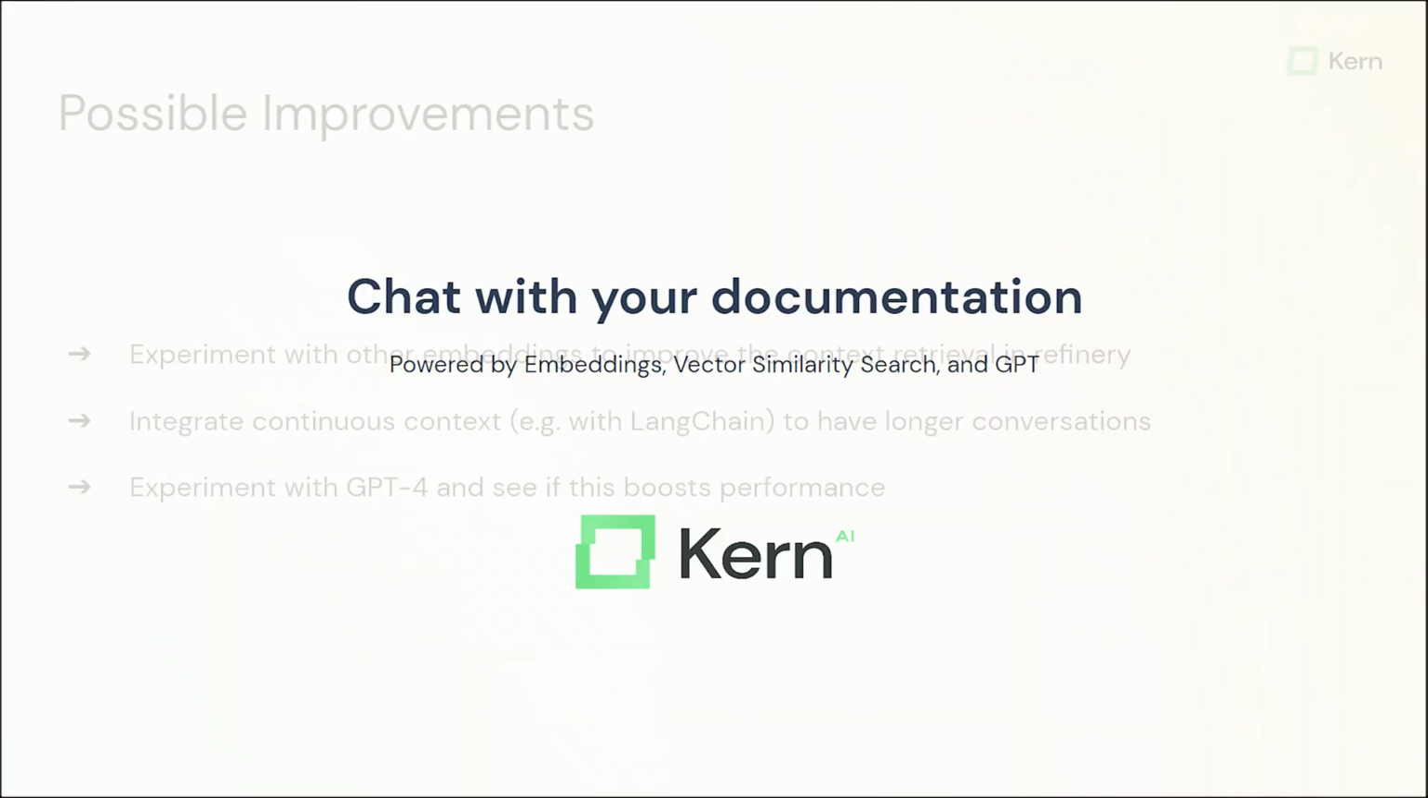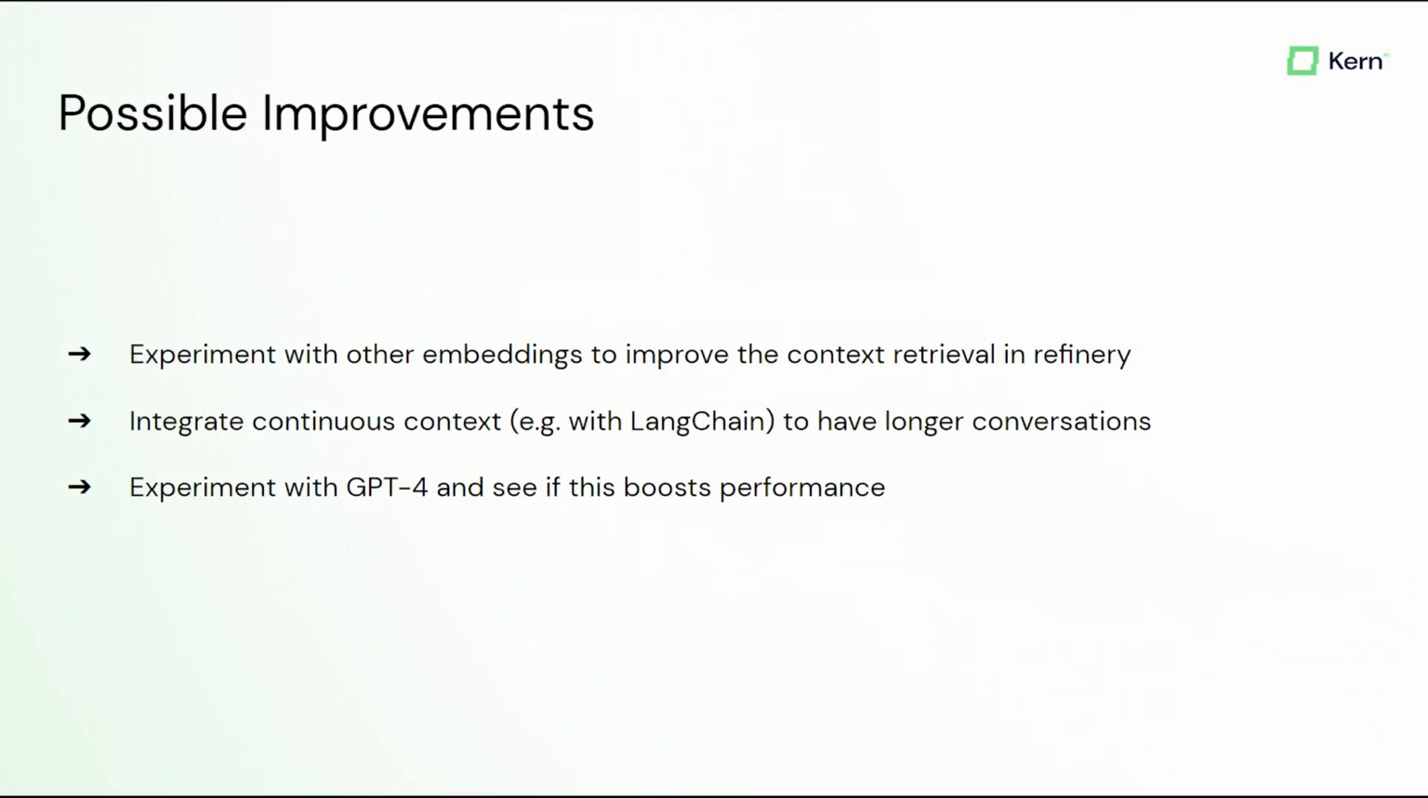If you want to improve this pipeline, you could experiment with other embeddings in Refinery, as the whole Hugging Face ecosystem is at your fingertips. You could also integrate a continuous chat context with, for example, LangChain to have longer conversations and ask follow-up questions. For cost efficiency, we used GPT 3.5 Turbo. You could also try and experiment with GPT-4 to see if the answers improve.